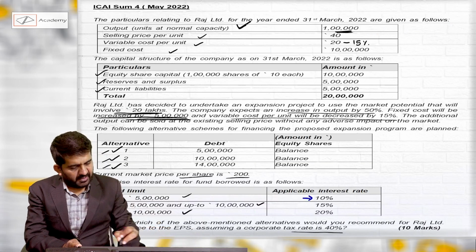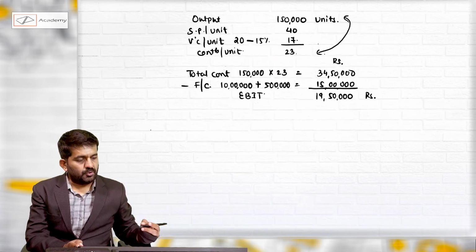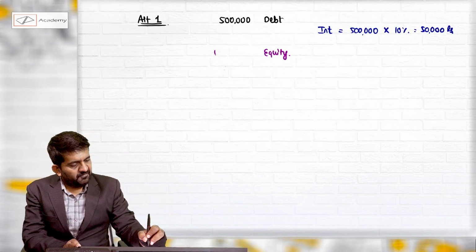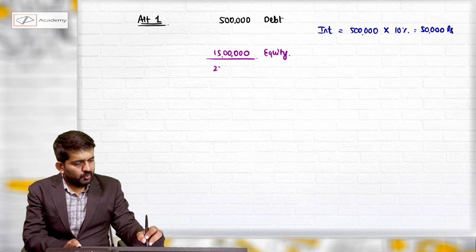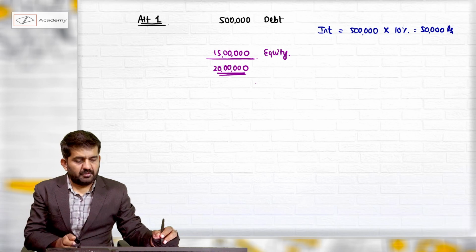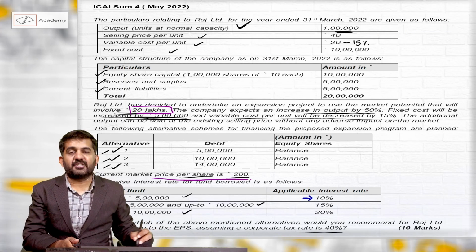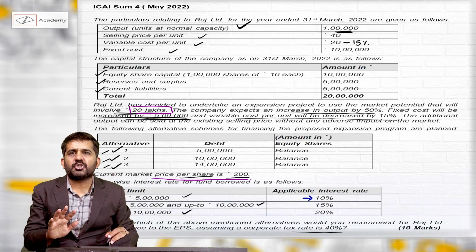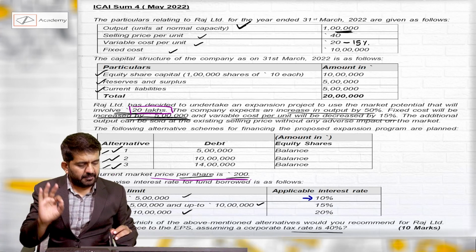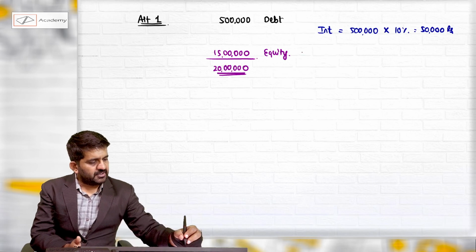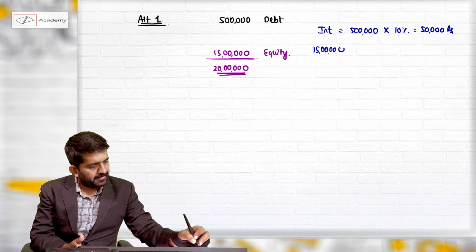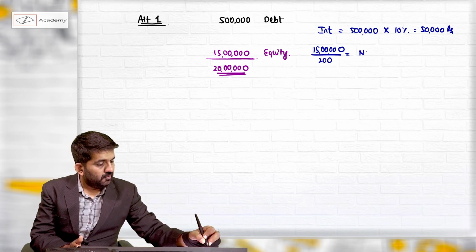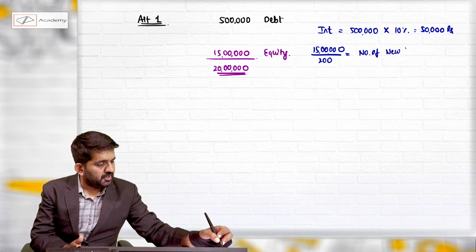Total fund requirement is 20 lakhs. If 5 lakh is issued by debt, remaining 15 lakhs will be issued by equity. Total will be 20 lakhs. How many equity shares will be issued? They are saying that our current market price is 200 and whatever debt proportion you use, your market price is going to remain 200. So if your market price is 200 and you want equity of 15 lakhs rupees, 15 lakhs rupees divided by 200 will be the number of new equity shares issued.